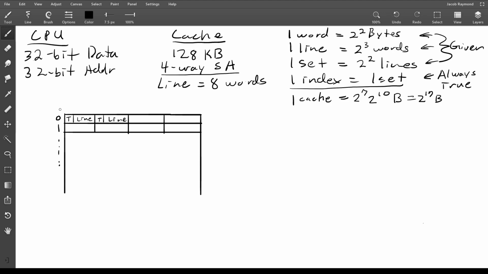Within each line here, and I'll just blow this up because it's pretty small, one of these is actually going to be subdivided into 8 words. So I'll go ahead and quickly subdivide that. Each of these would be a word, a word, a word, a word, right? Because one line is 8 words. And then each of these words would be further subdivided into bytes. Here we have that one word is 4 bytes. So one of these words would end up mapping to 4 bytes.